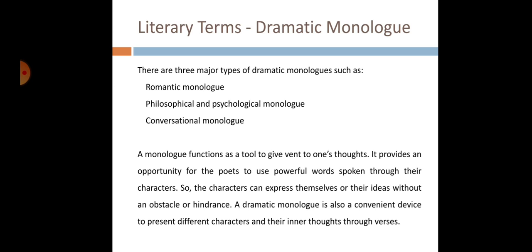So, as is shown here, there are three major types of dramatic monologue, such as romantic monologue, philosophical and psychological monologue, conversational monologue. A monologue functions as a tool to give vent to one's thoughts. It provides an opportunity for the poets to use powerful words spoken through their characters. So the characters can express themselves or their ideas without an obstacle or hindrance.